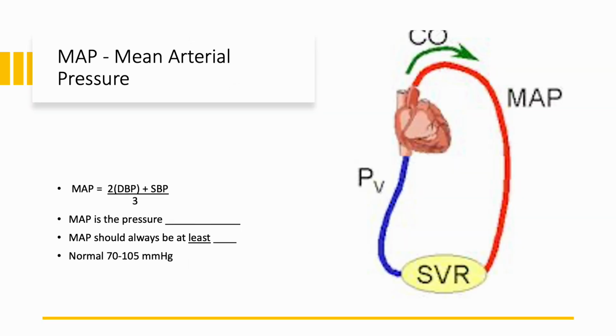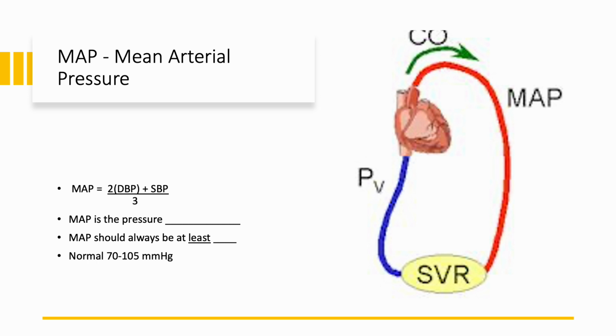Here is the formula to calculate your MAP, where the MAP pressure is the average pressure in a patient's arteries during one cardiac cycle, representing the perfusion pressure reaching the organs. MAP should always be at least 65 millimeters of mercury. This is the minimum needed to ensure adequate perfusion to vital organs, especially the kidneys.